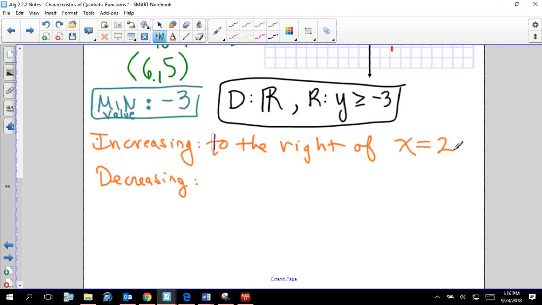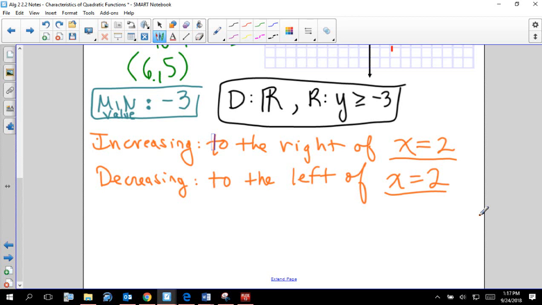So then how would we frame decreasing? Yes. So when you talk about the increasing or decreasing, you're using the axis of symmetry. When you talk about the minimum or maximum value, you're using the y part of the vertex. So this is the x part of the vertex, that's the y part of the vertex. Okay?